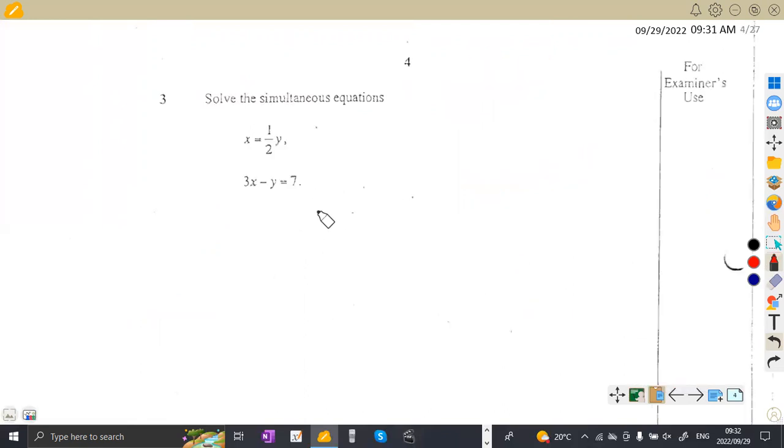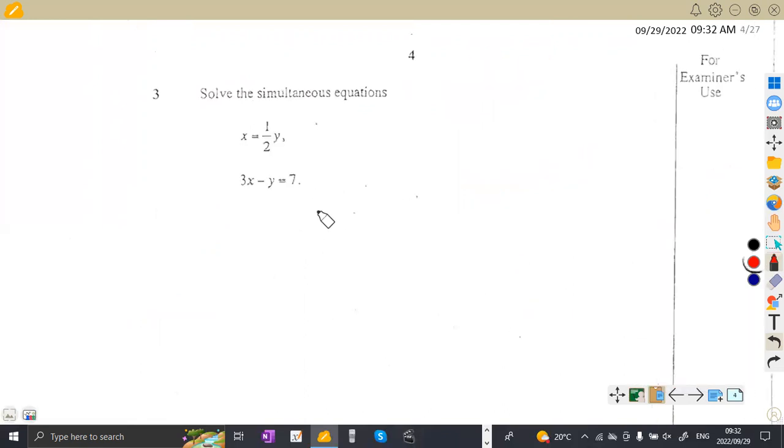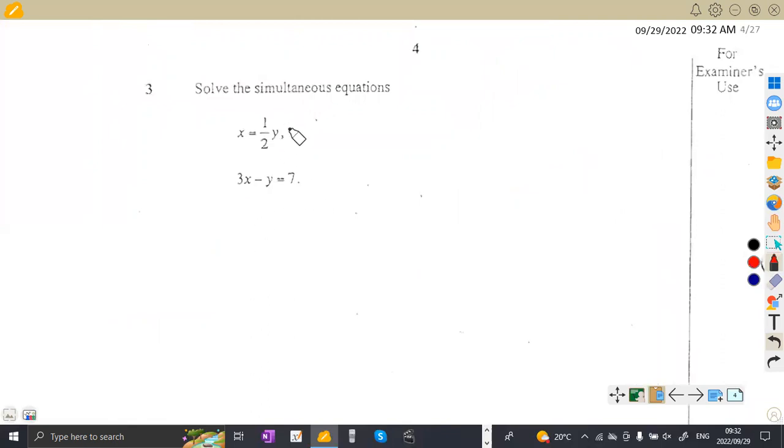Okay, solve the simultaneous equations. So here we can use any of the methods. As for me, you can clear fractions. We've got x, which is equal to half y like this. So you can clear fractions by just multiplying by 2 here. So we are going to have 2 times x, which is 2x, is equal to 2 and 2 cancel. That will be y then. So as you can see, we are simply saying y is equal to 2x without fractions.